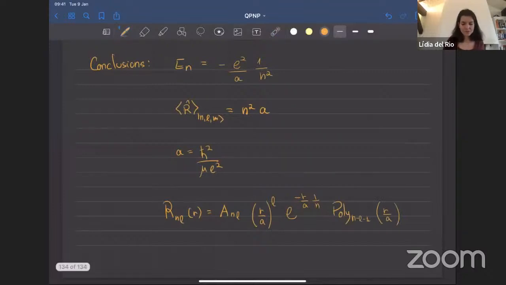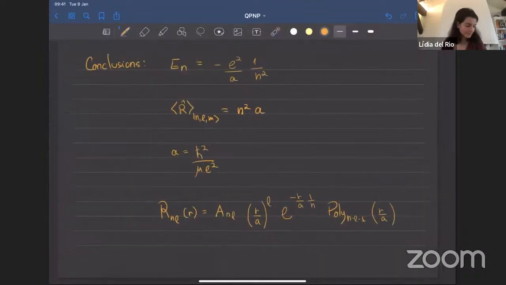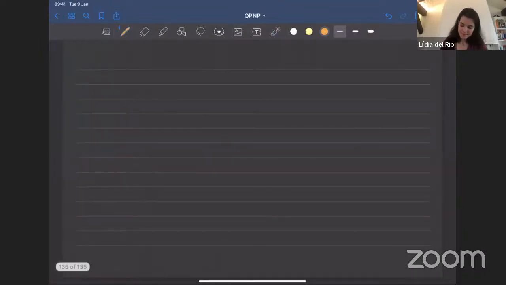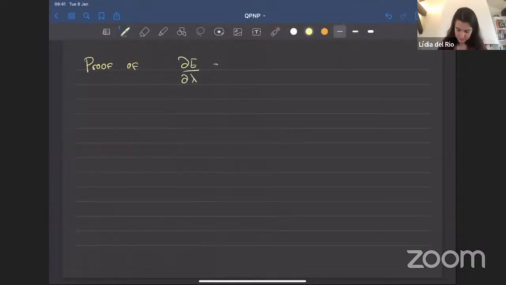We still need to prove this theorem. So let's prove the theorem first. It's very simple, and then we go back to talking about the hydrogen atom. All right. So, proof of dE/d lambda equals the expectation of dH/d lambda.